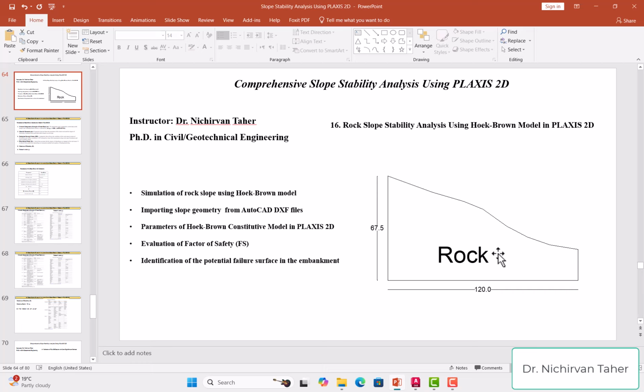the rock slope. So in this lecture, we will learn how to use a Hoek-Brown model for simulation of rock, and also we will import slope geometry from an AutoCAD DXF file to PLAXIS 2D, and we will shortly talk about the parameters of Hoek-Brown constitutive models in PLAXIS 2D and how we can estimate some parameters from charts in geotechnical textbooks. Also, as usual, we will see the safety factor and failure surface of the slope.